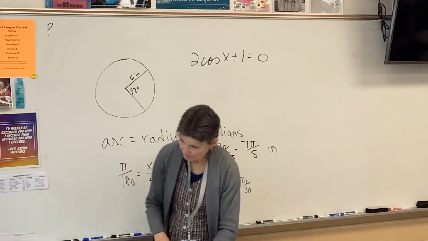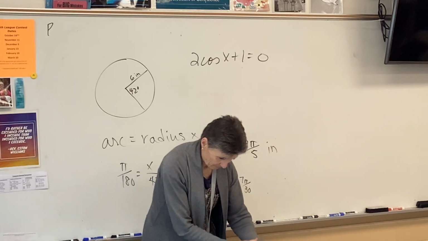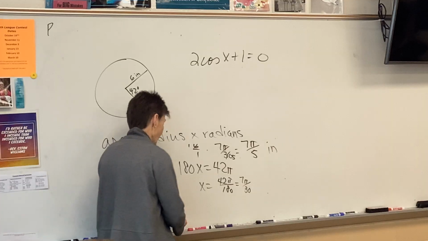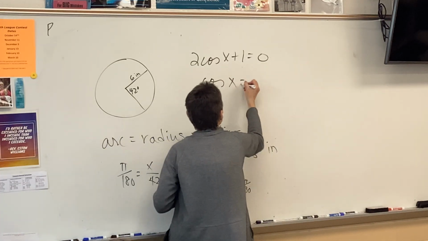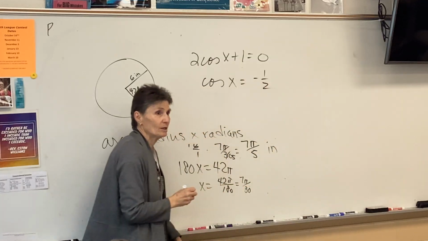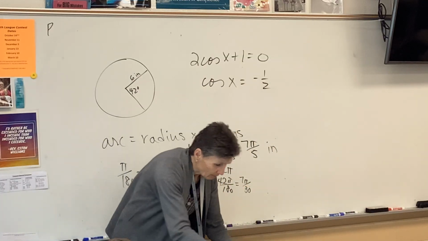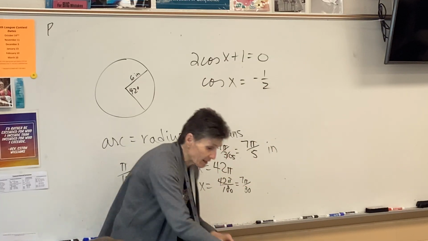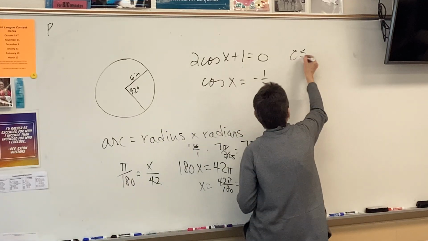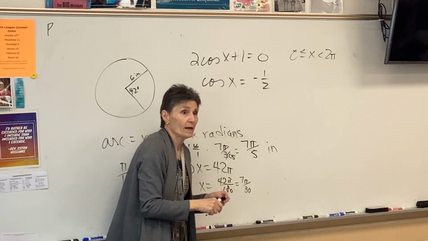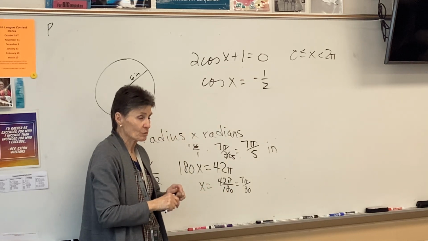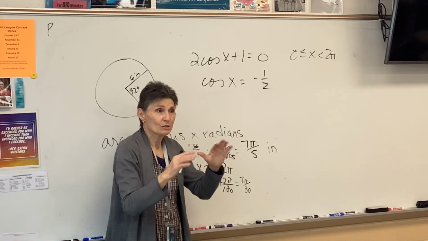All right, so we'll subtract 1 and divide by 2. So we get cosine equals -1/2. Everybody good? It says my answer has to be in radians. Okay, so let's think about that. Yesterday we talked about this. Don't make it hard.